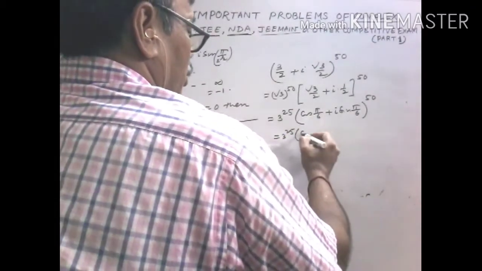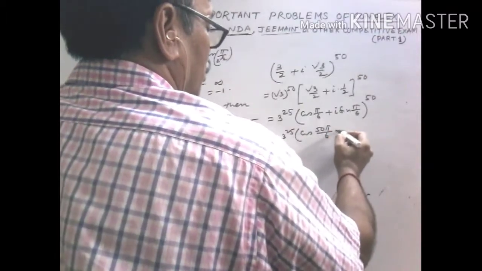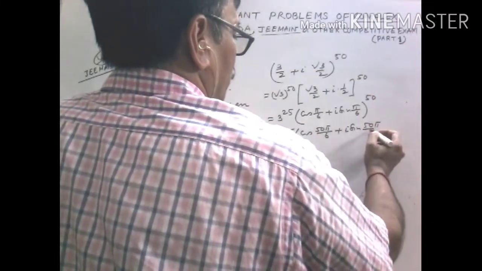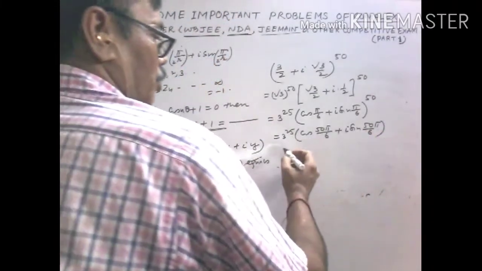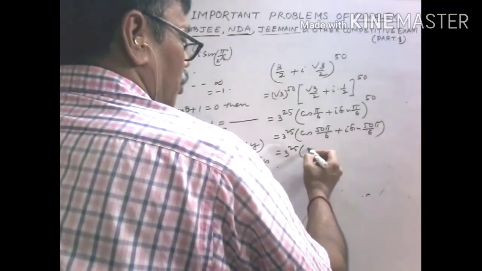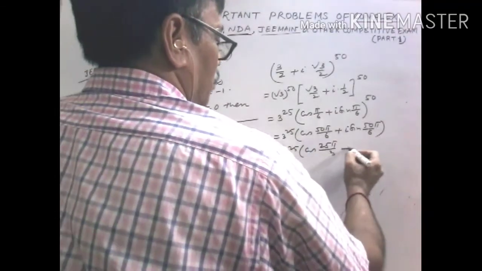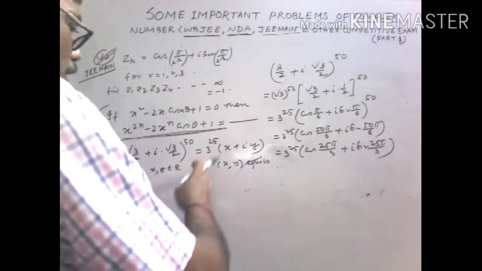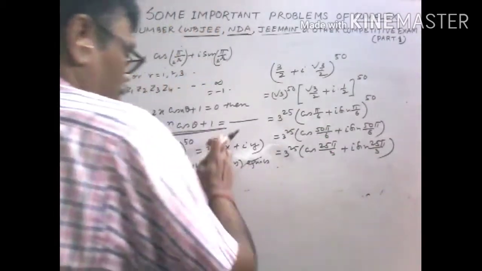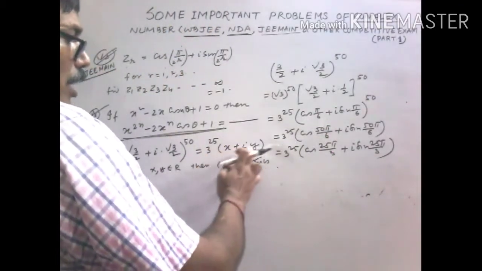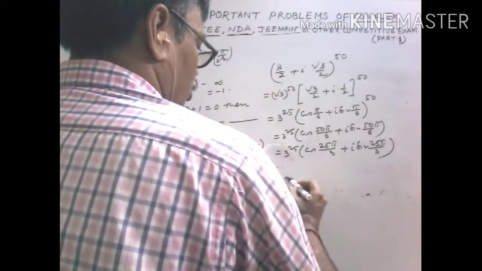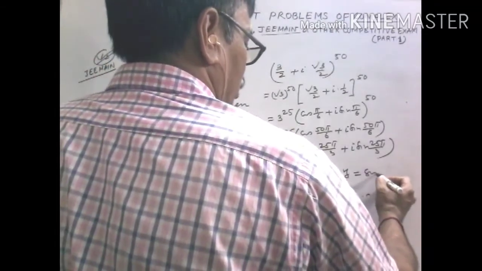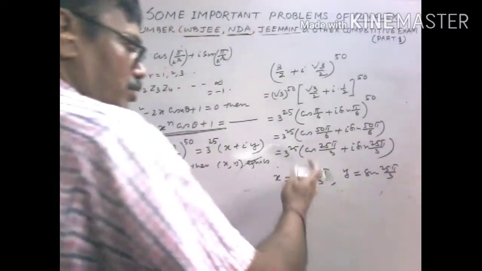So 3 to the power 25. By de Moivre's theorem, cos 50 pi by 6 plus i sin 50 pi by 6. So this is 3 to the power 25, cos 25 pi by 3 plus i sin 25 pi by 3. Now what is our right hand side? The right hand side is in terms of 3 to the power 25, so we are getting x and y. What is x and y? So x equals cos 25 pi by 3. What is y? Sin 25 pi by 3.